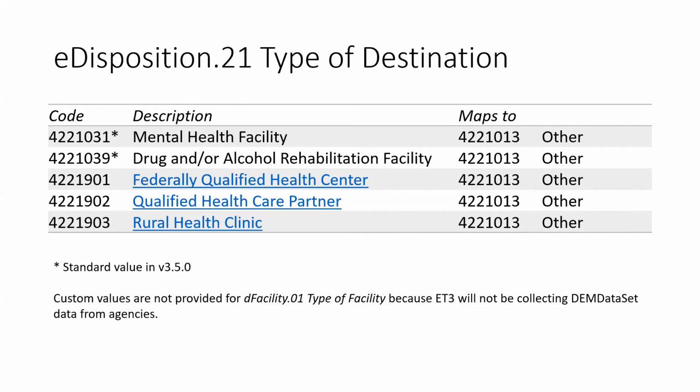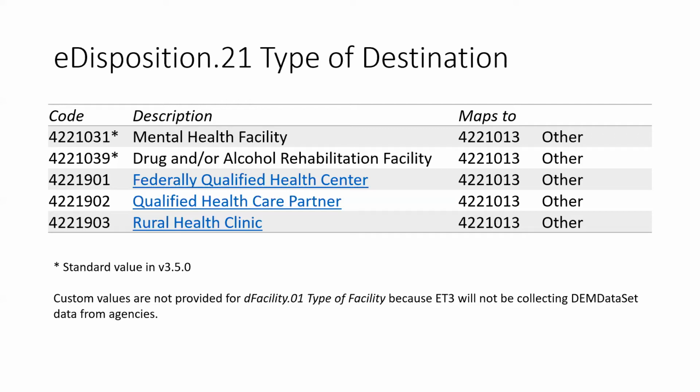Okay, the 3 new types of destinations that will be added both to 3.4 and to 3.5 as custom elements are a federally qualified health center, a qualified healthcare partner, and a rural health clinic. All of these are defined terms in CMS, so they're not generic things. The fact that a health clinic is in a rural area is not what we're talking about. What we're talking about is that they've received a specific designation from CMS that's called rural health clinic. And same thing with the other 2. So those will be the new types of destinations.